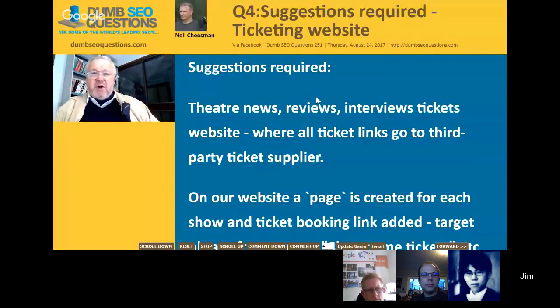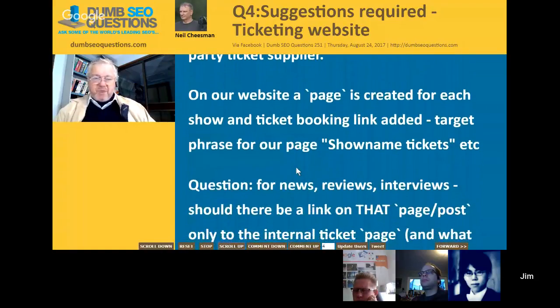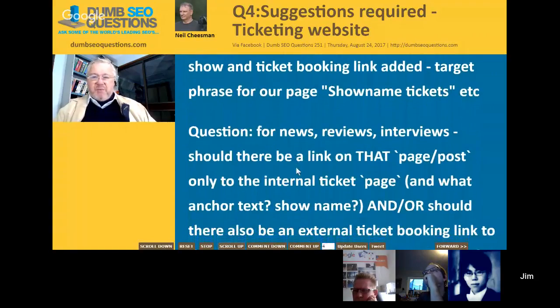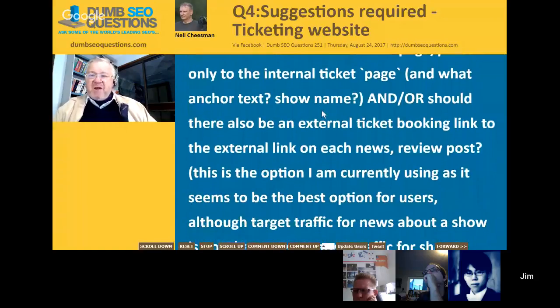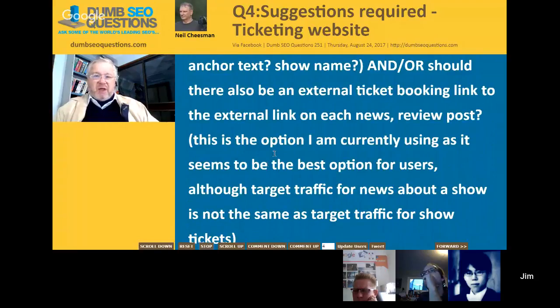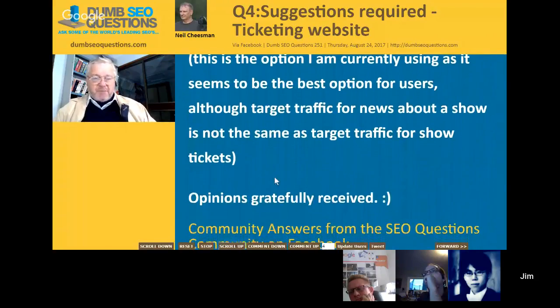Neil Cheeseman asked for suggestions for a ticketing website. He said suggestions required: a theatre news, reviews, interviews, tickets website where all ticket links go to a third-party ticket supplier. On our website, a page is created for each show and a ticket booking link added. Target phrase for our page is show name, tickets, etc. Question: for news, reviews, interviews, should there be a link on that page post only to the internal ticket page? And what anchor text? The show name? Or should there also be an external ticket booking link on each news and review page? This is the option I am currently using, as it seems to be the best option for users. Although target traffic for news about a show is not the same as target traffic for show tickets. Opinions gratefully received.